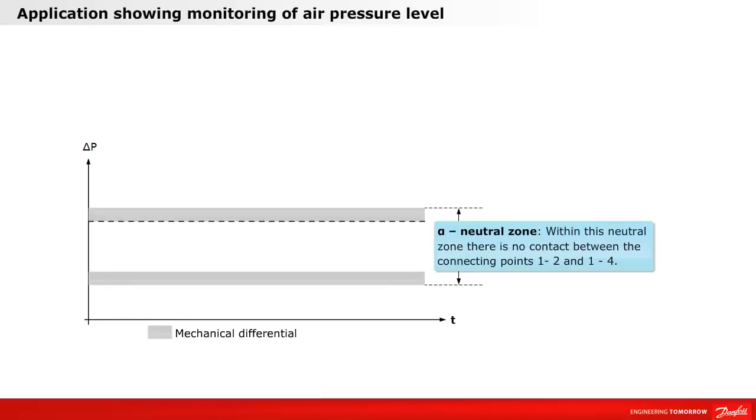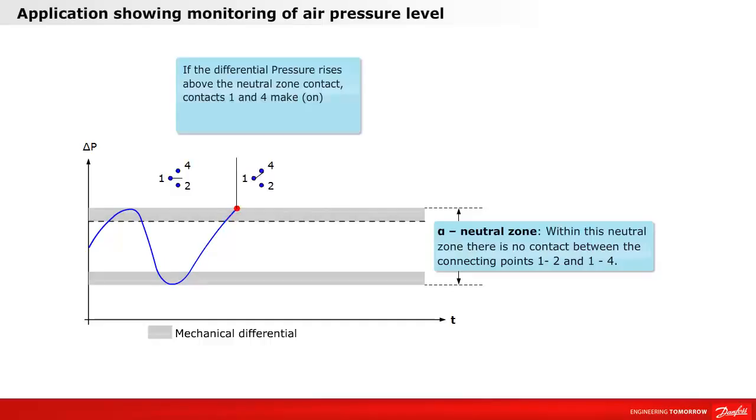Let's take a look at the contact function for a pressure switch and a differential pressure switch with a neutral zone. Within the neutral zone, there is no contact between the connecting points 1 and 2 and 1 and 4. If the differential pressure rises above the neutral zone, contacts 1 and 4 make. If the differential pressure falls by the mechanical differential, which is fixed in the unit, contacts 1 and 4 break.